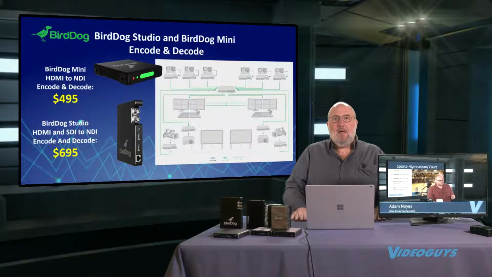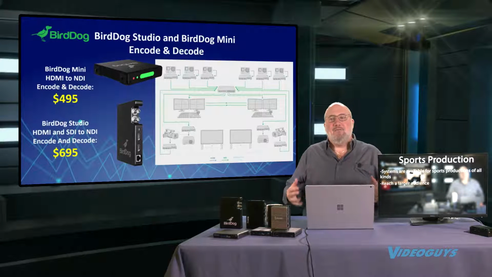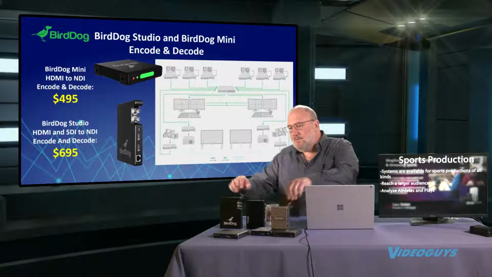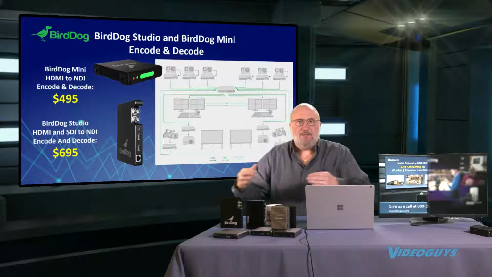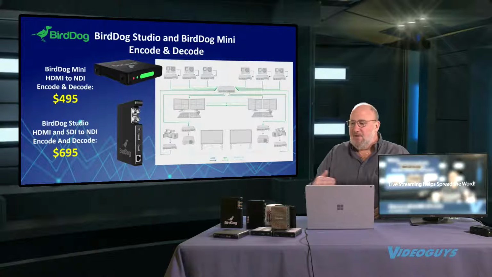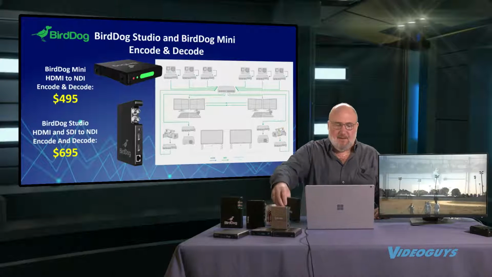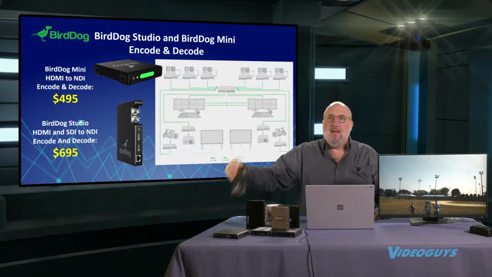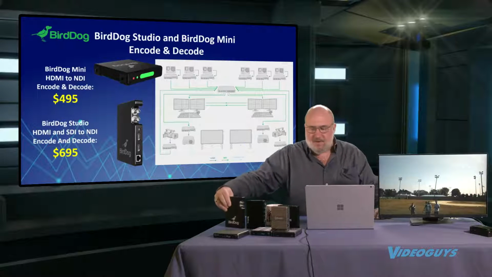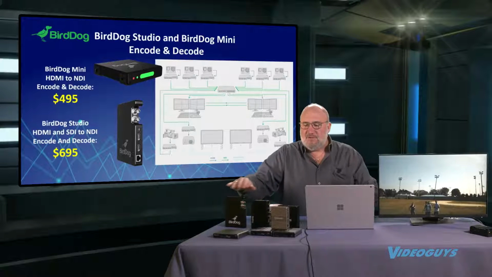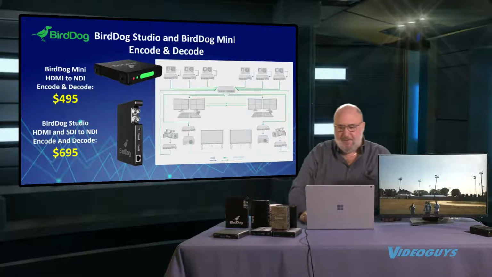Okay, next, want to talk about two really cool products. The first two NDI converters we were selling, and that was the BirdDog Studio and the BirdDog Mini. Now, what I really love about these products is they're inexpensive products that give you encode and decode. So the Mini gives you encode and decode single HDMI input, whereas the Studio gives you SDI and HDMI both in and out. Great little products for $495 and $695. These two products are HD products, folks. They don't support 4K, but there's a ton of 4K products coming later.